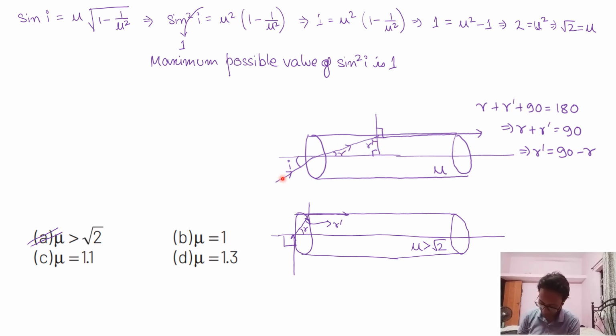Now some might have a question: what happens if i is maybe equal to 0? If i is equal to 0, then the ray would escape through this surface, and this is not the lateral surface. The question says the ray must not escape through this surface. Understood? So whatever the value of i, the maximum value of i, 90, obtains the minimum value of r dash, and the minimum value of r dash is the critical angle for a refractive index greater than or equal to root 2. So our answer is root 2. All of you understood this one?